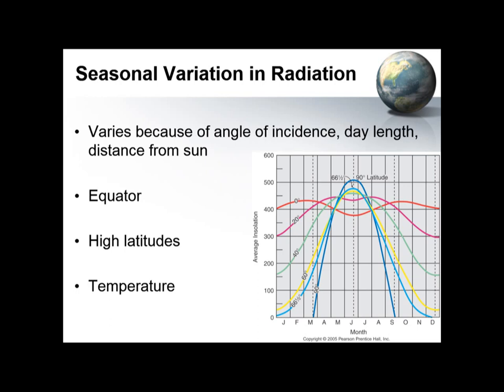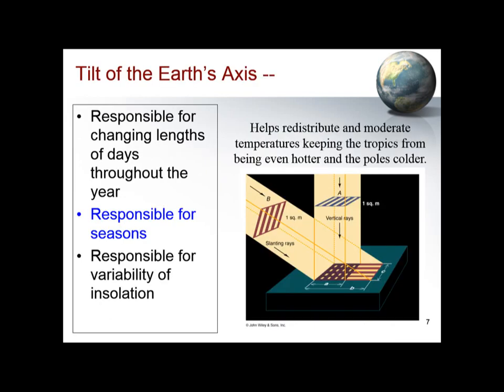Seasonal variation in radiation varies because of angle of incidence, day length, distance from sun, equator, high latitudes, and temperature. The tilt of the earth's axis is responsible for changing lengths of days throughout the year, responsible for seasons, responsible for variability of insolation.